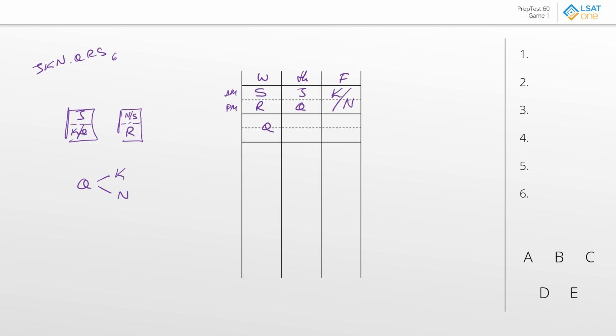So that's awesome. Now, in the bottom scenario, Q would go on the Wednesday, obviously before K and N. This is a bit more flexible though, right? Because K and N could still be on different days.